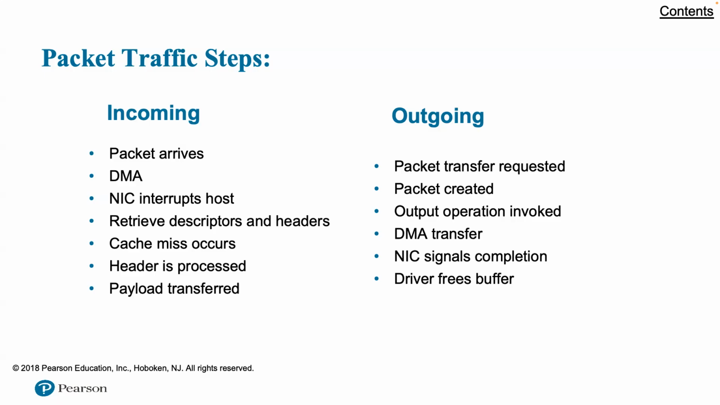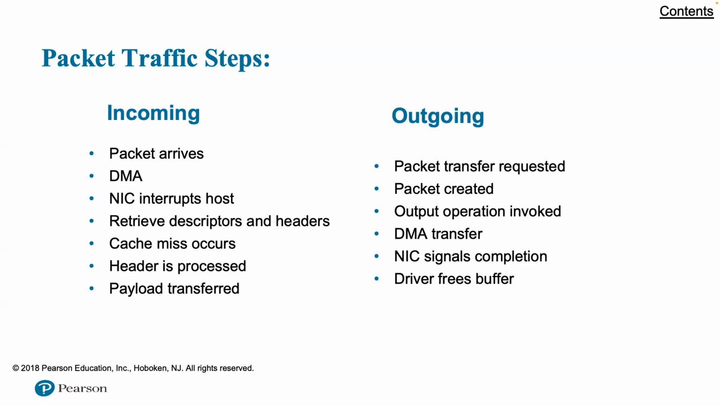A similar sequence of steps occurs for outgoing packet traffic, but there are some differences that affect how the cache is managed for outgoing traffic. The following steps occur. Number one, the packet transfer is requested. When an application has a block of data to transfer to a remote system, it places the data in an application buffer and alerts the operating system with some type of system call.